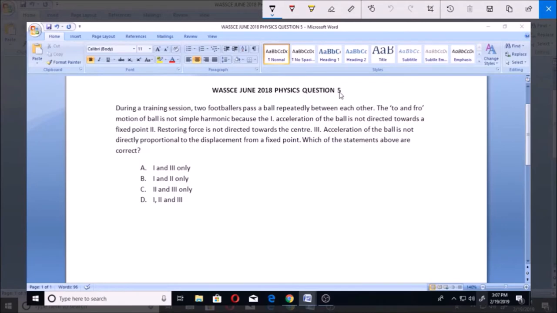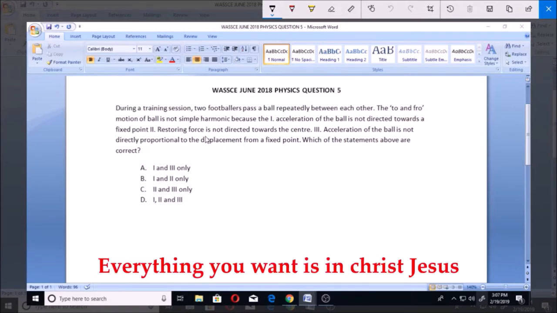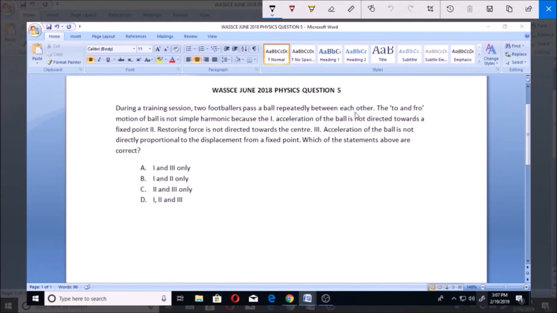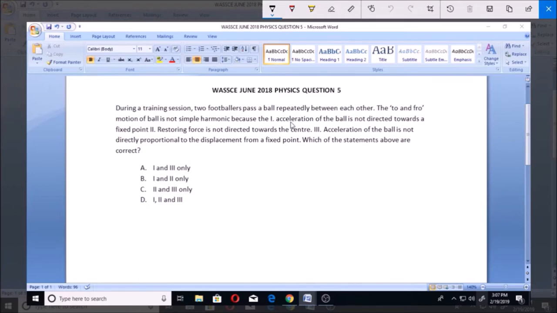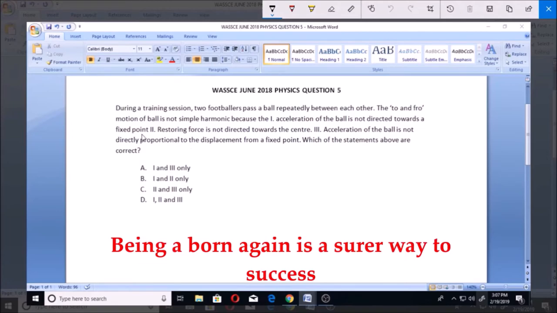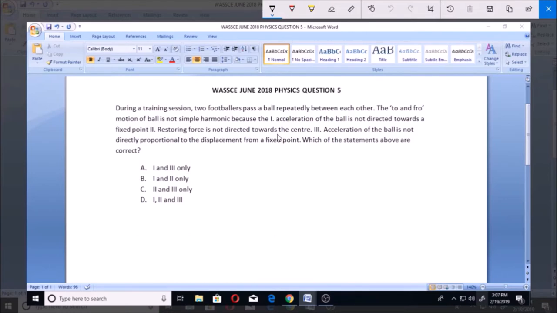Now let's look at question number 5 for Waec Physics 2018. During a training session, two footballers pass a ball repeatedly between each other. The to and fro motion of the ball is not simple harmonic, because I, the acceleration of the ball is not directed towards a fixed point. II, restoring force is not directed towards the center. III, acceleration of the ball is not directly proportional to the displacement from a fixed point. Which of the statements above are correct?